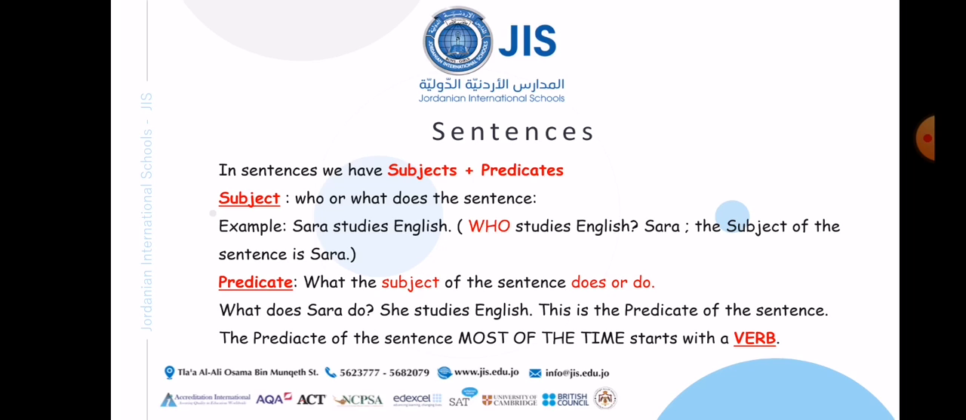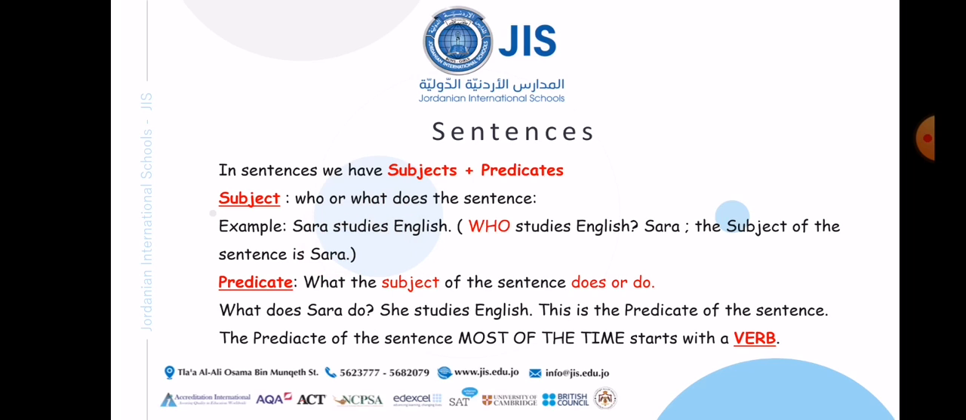Again, most of the time, the predicate of the sentence starts with a verb. If you look at this sentence again, Sarah studies English, and as you know now, Sarah is the subject, studies English is the predicate, you're going to find that the first word of this predicate is studies. What is studies? Study is a verb, like we explained in the previous lesson.